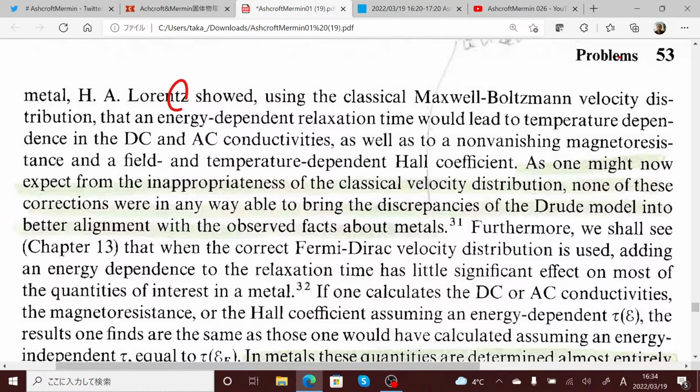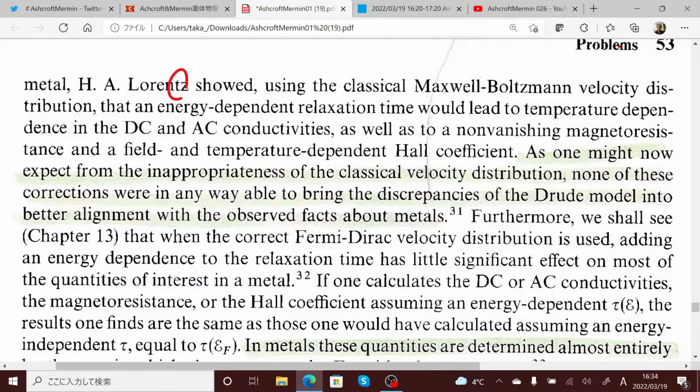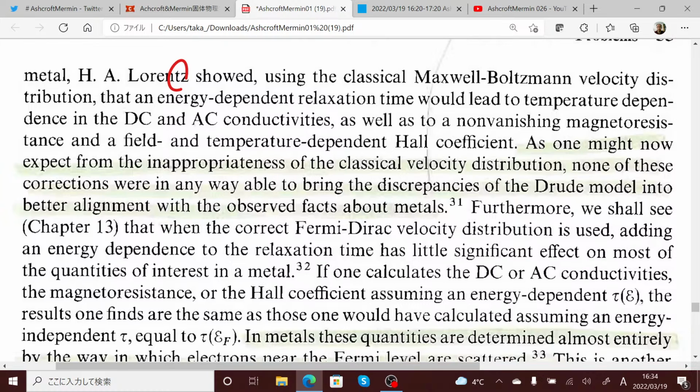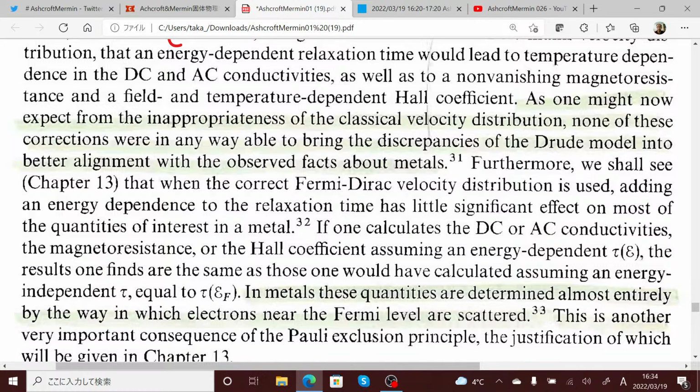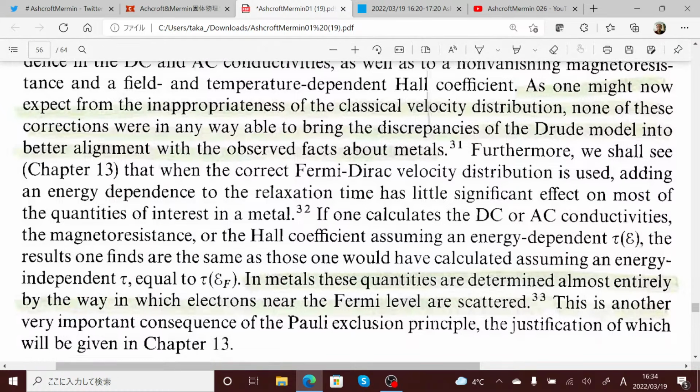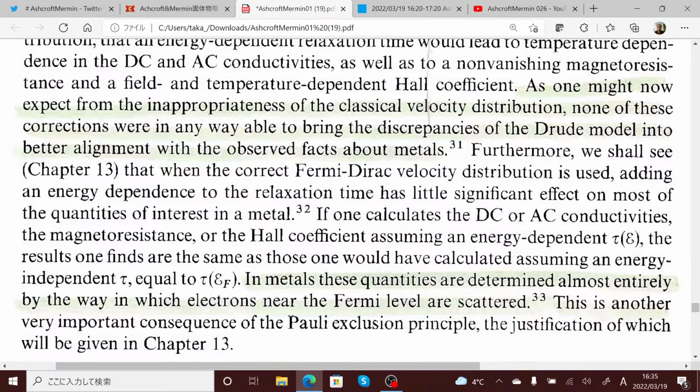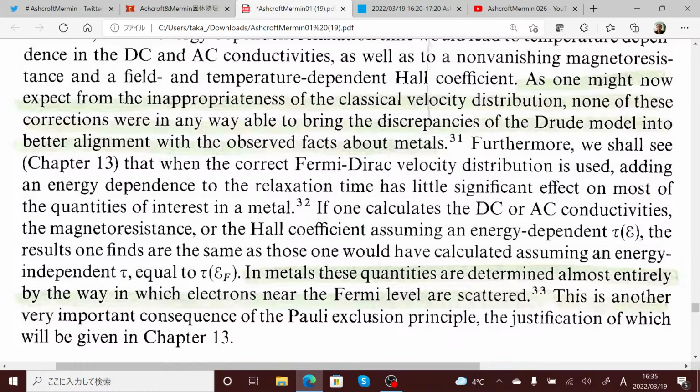Showed, using the classical Maxwell-Boltzmann velocity distribution, that energy-dependent relaxation time would lead to temperature dependence in the DC and AC conductivities, as well as to non-vanishing magnetoresistance and field and temperature dependent Hall coefficient, as one might now expect from the inappropriateness of the classical velocity distribution.